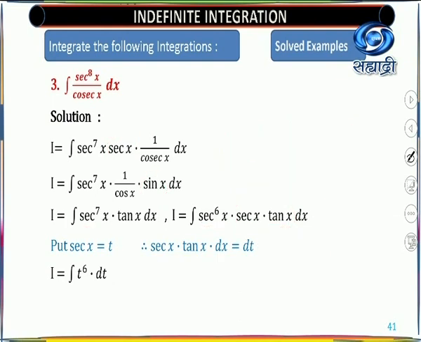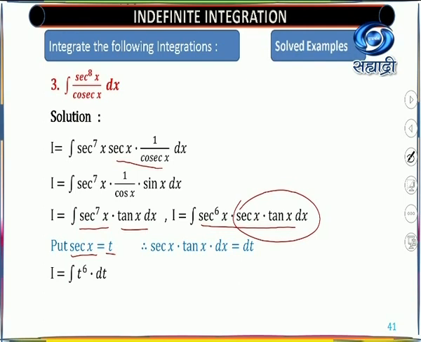I have already given this explanation. The power of sec you need to simplify: you get 7 from sec and cosec together. And once you got a tan, you know that one more sec is required. So here your splitting is sec raised to 6x into sec x into tan x dx. Now I combine these because this is the derivative of sec x, so substitute sec x equal to t. You will get the simplified form, integral t raised to 6 dt.